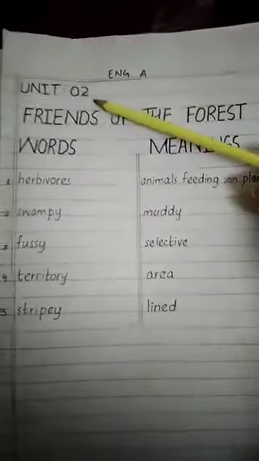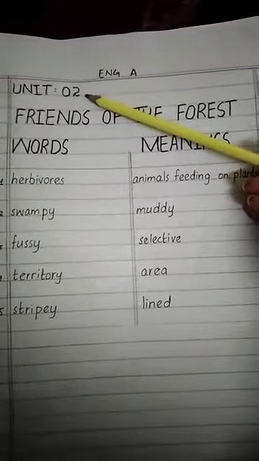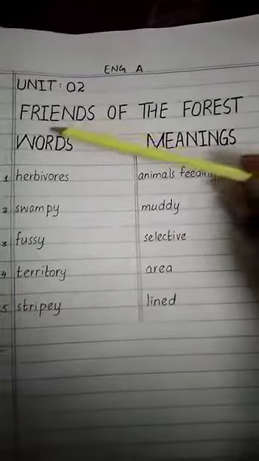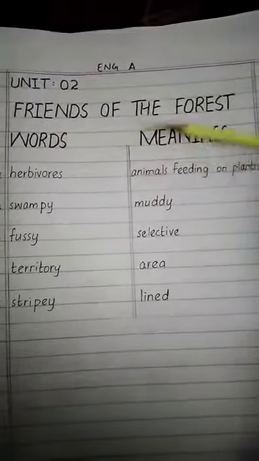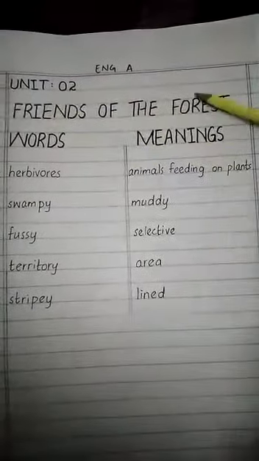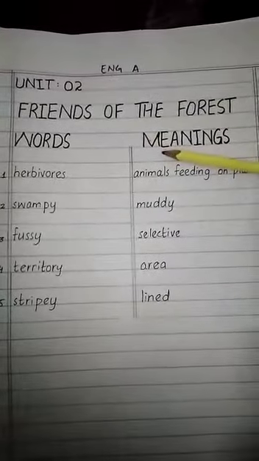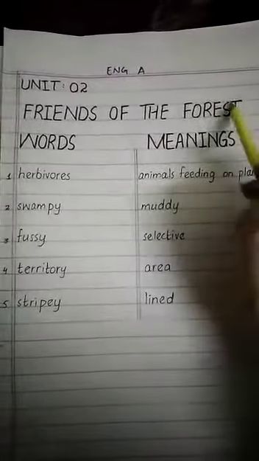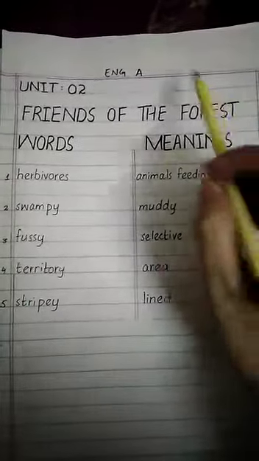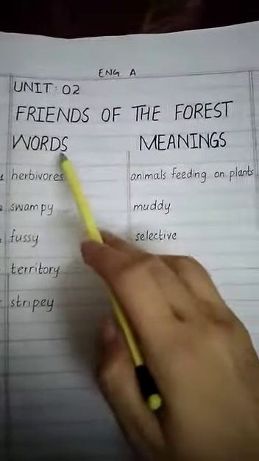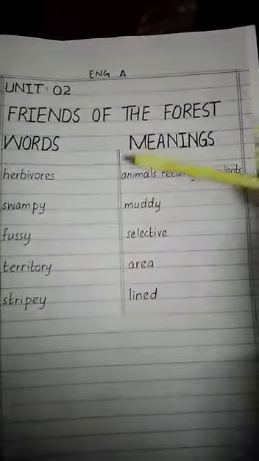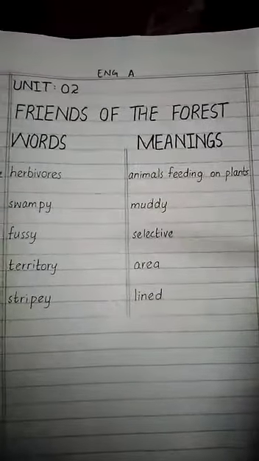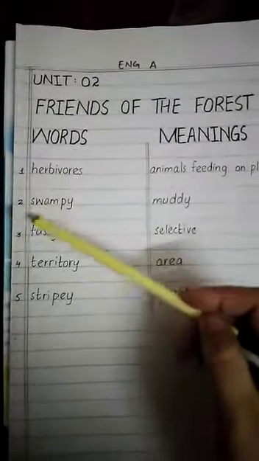Unit number 2, give the heading of unit number 2, and the name of unit number 2 is Friends of the Forest. Words, meanings, all of these words should be written with capital letter or bold letter, and you should underline it as well. I haven't done it, but you have to underline all this work. Okay, make a line in between your page and write down your words.